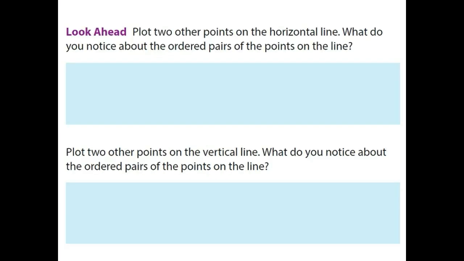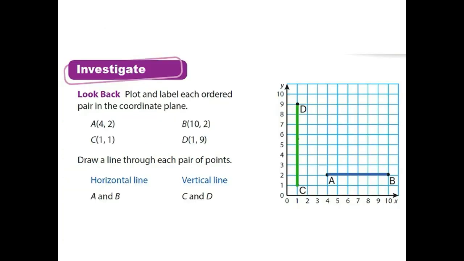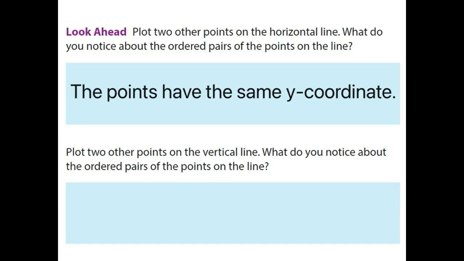So in our look ahead, it says plot two other points on the horizontal line. What do you notice about the ordered pairs of the points on the line? Well, let's do that. So we've got, let's put one here and one here. What do you notice about the points on those lines? Yeah, they have the same y coordinate, don't they? So let's put that down. The points have the same y coordinate.